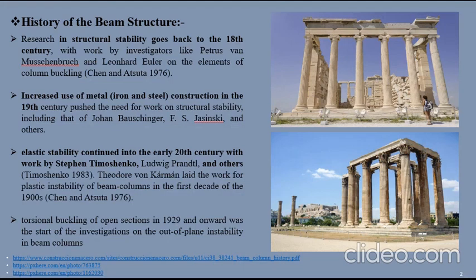The history of beam structure and structural stability goes back to the 18th century, with increased use of metal, iron and steel construction in the 19th century. Elastic stability continued into the early 20th century with the work by Stephen and others.